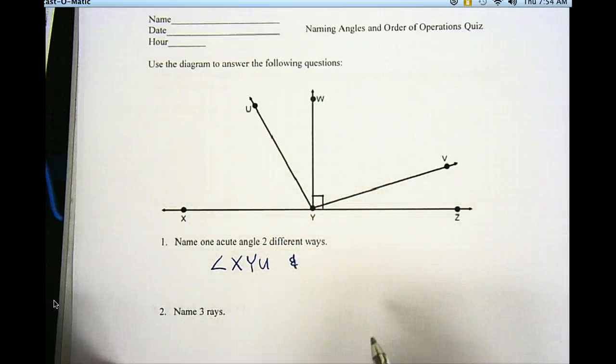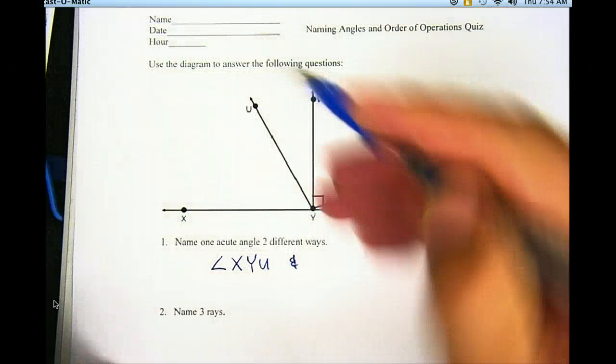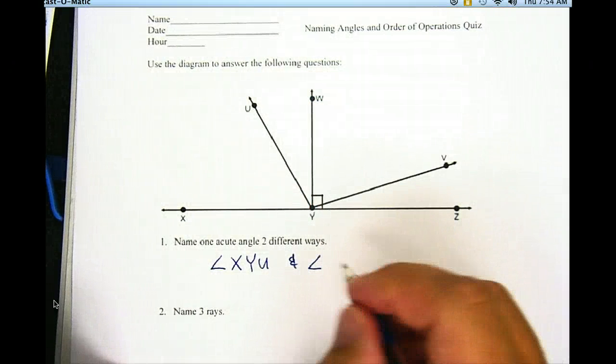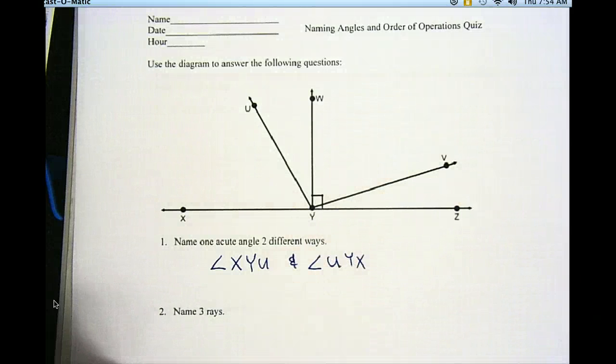And then the other way to name that same angle is to go the other direction. So it's u, y, x. And remember, anytime you do an angle, you need an angle sign first. U, y, x. So that's how you do that first problem.